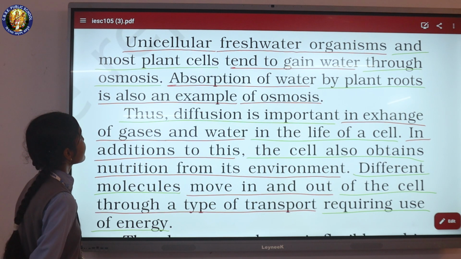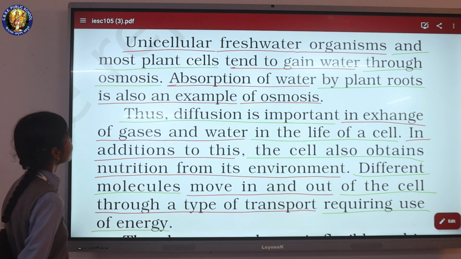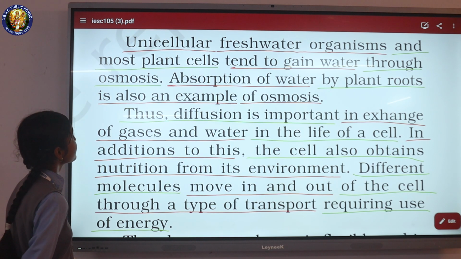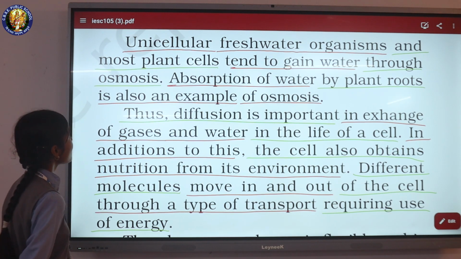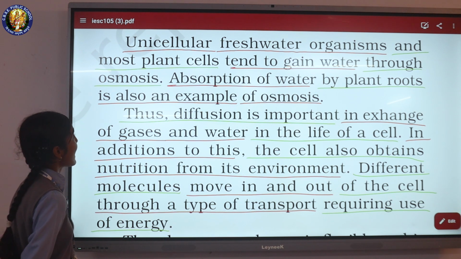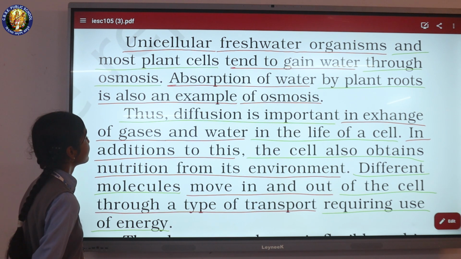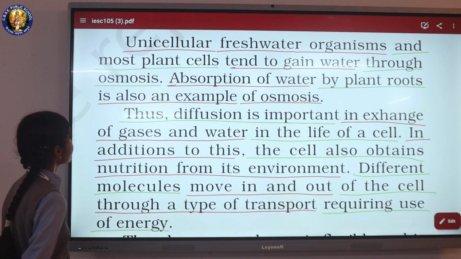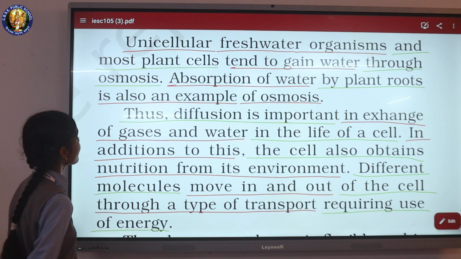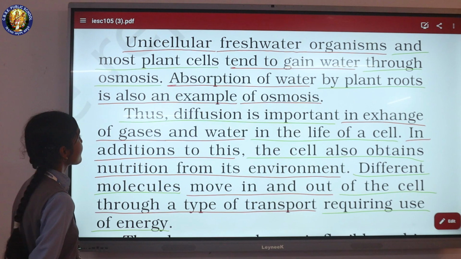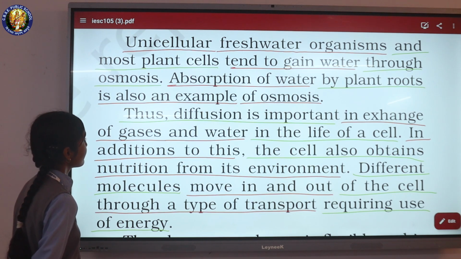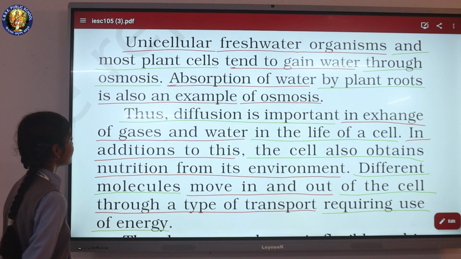Unicellular freshwater organisms and most plant cells tend to gain water through osmosis. Absorption of water by plant roots is also an example of osmosis. Thus, diffusion is important in exchange of gases and water in the life of a cell.